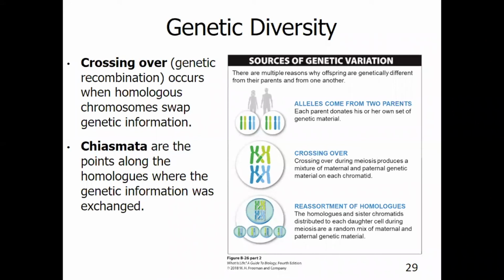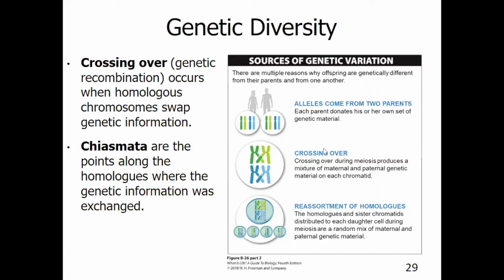The advantage of sexual reproduction is that it increases the genetic diversity of a population. The increase in genetic diversity comes from 3 main factors. Number 1, we are combining the genetic information of 2 people. Number 2, there is something called crossing over. And number 3, there is something called reassortment of homologs.